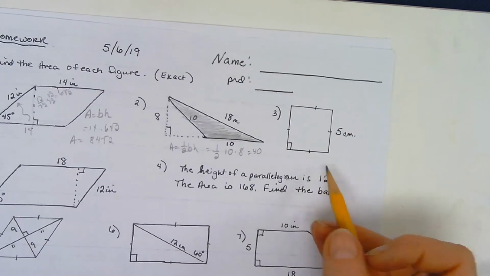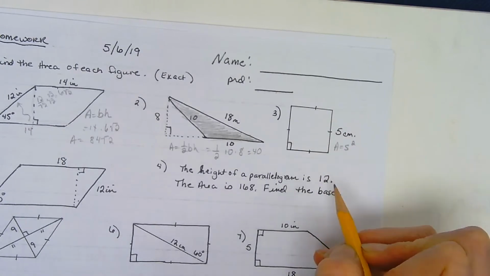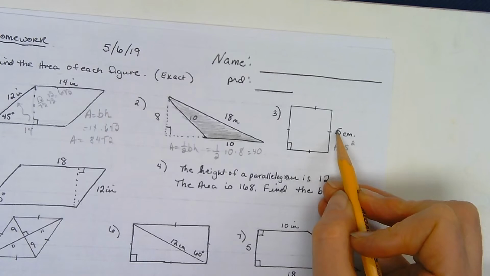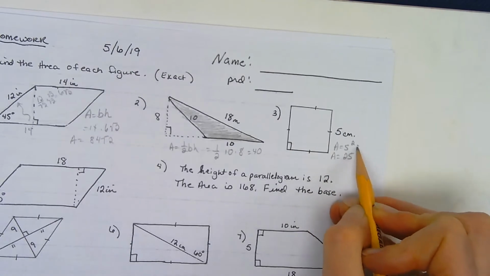Number 3, the area of a square is equal to s squared. This is a side of 5, so area equals 5 times 5, which is 25.